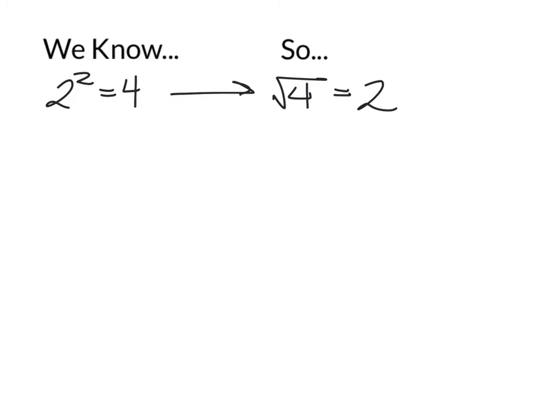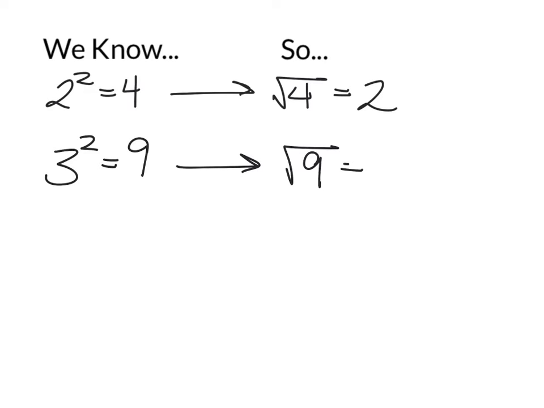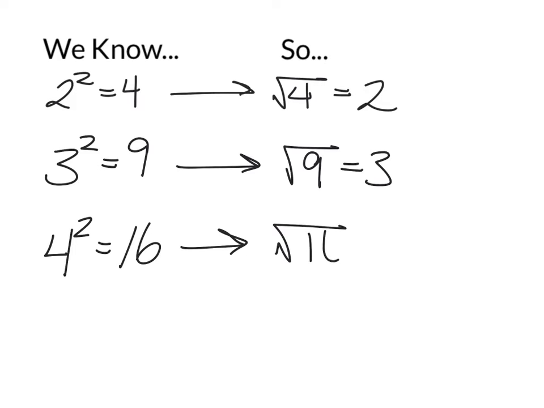Now, how we evaluate a square root or how we evaluate a radical is like this. Since we know that 2 squared is equal to 4, that would mean that the square root of 4 is equal to 2. And we know that 3 squared is equal to 9. That would mean that the square root of 9 is equal to 3. 4 squared is equal to 16. That's going to mean that the square root of 16 is equal to 4.